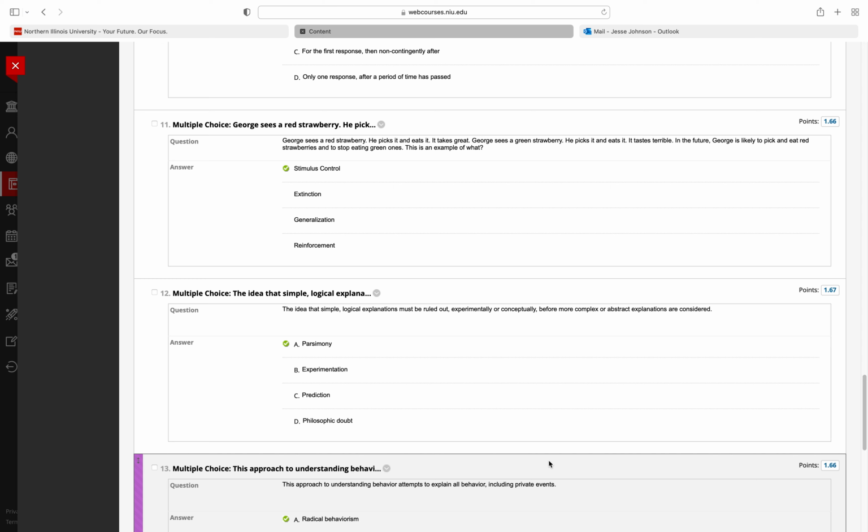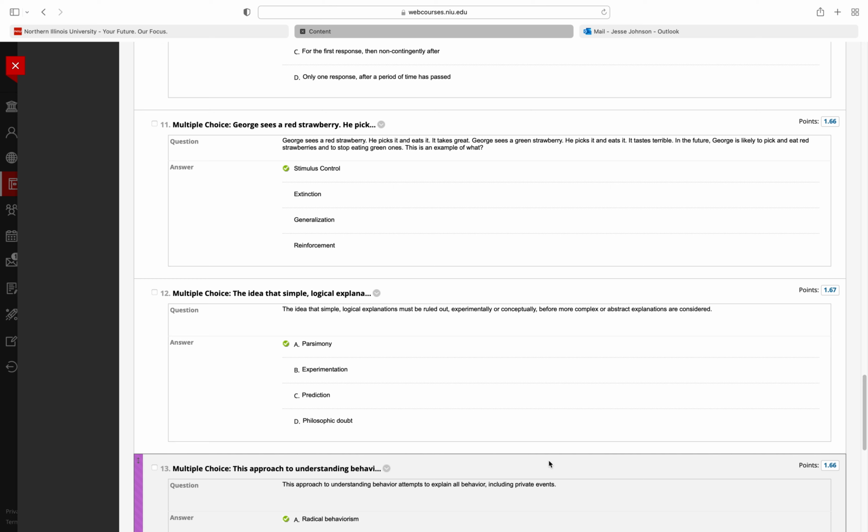So a couple of people chose reinforcement. Well, reinforcement is taking place because eating the red strawberries gets reinforced. Eating the green strawberries gets punished because it tastes terrible. So eating green strawberries decreases, eating red strawberries increases. So reinforcement doesn't capture that.